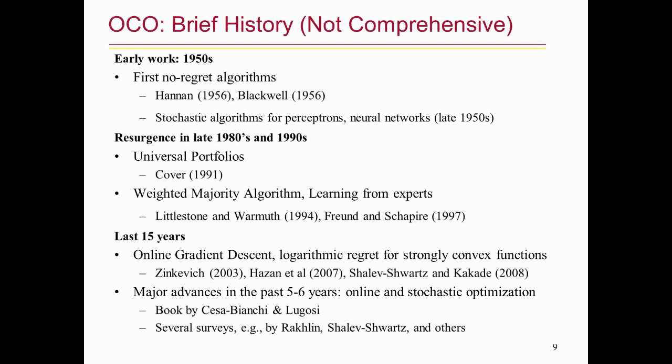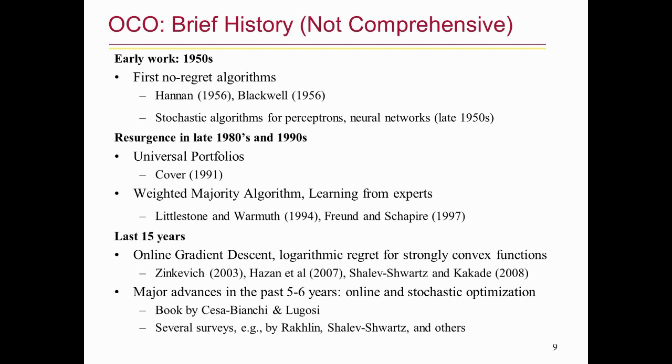The major resurgence was in the late 1980s and 90s. Tom Cover studied them in the context of portfolio selection. It has been studied in the context of machine learning, weighted majority algorithms, learning from experts. There's numerous very heavily cited papers. Littlestone and Warmuth is the weighted majority algorithm. Freund and Schapire used these ideas in order to develop boosting methods. So if you go back to the original boosting paper, the first half of the paper actually talks about online learning. The last 15 years, this literature has come together really well.